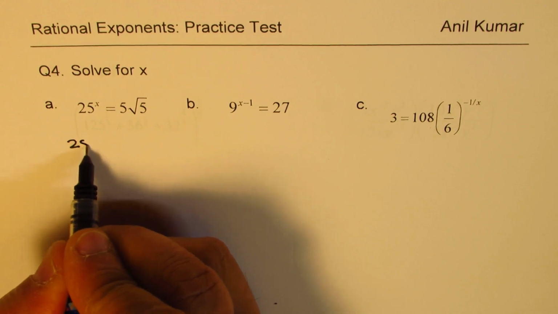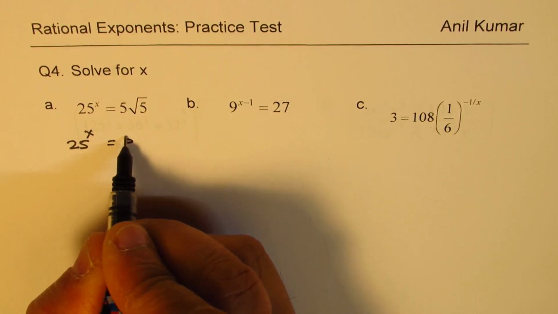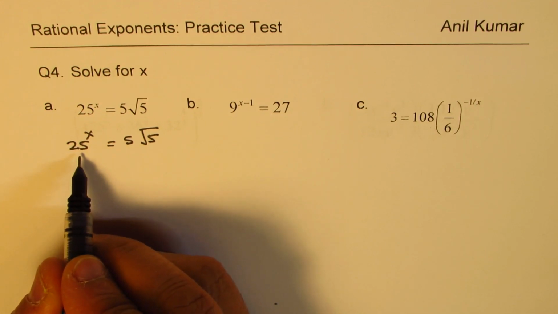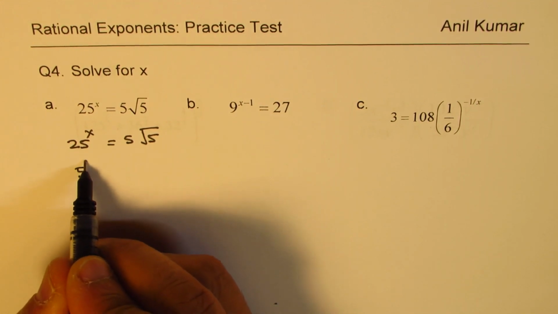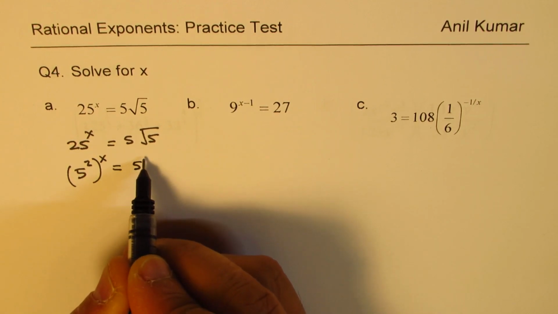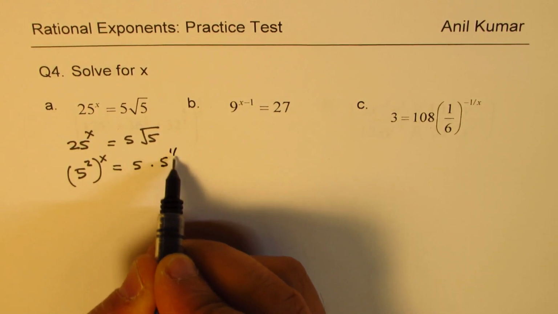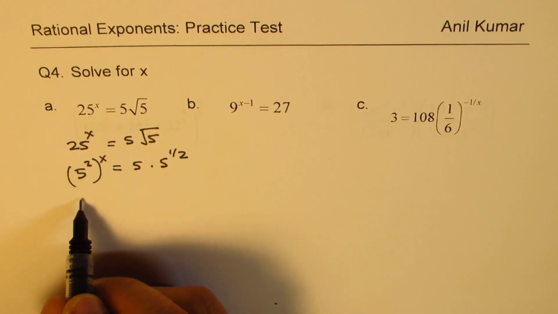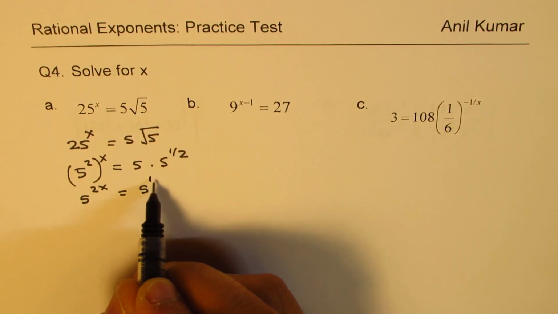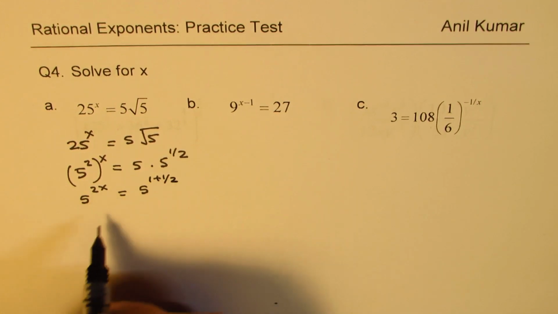We have 25 to the power of x equals 5 times square root of 5. Now we should write 25 as 5 squared. So we get 5 squared to the power of x equals, this is like 5 to the power of 1 times 5 to the power of half. Now on the left side you get 5 to the power of 2x, and this becomes 5 to the power of 1 plus half, which is 3 by 2.